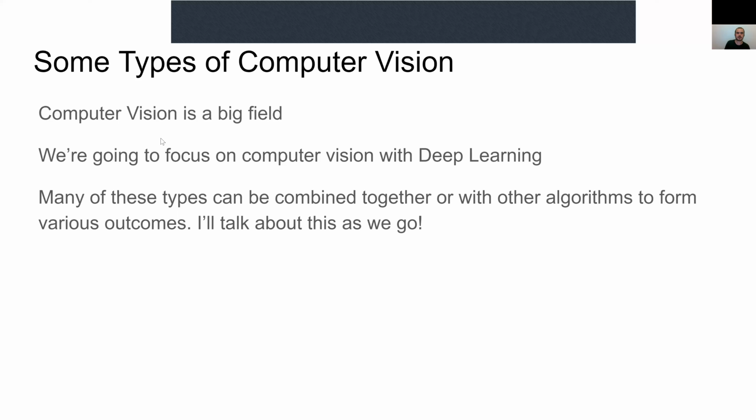So we're going to go into some types of computer vision. Again, computer vision is a really big field, and we're going to focus on computer vision with deep learning in this case. Many of these types can be combined together or used with other algorithms to form different outcomes. So I'll talk about it as we go, and when we actually train our model, I'll talk more about how you can combine things together to get different results.